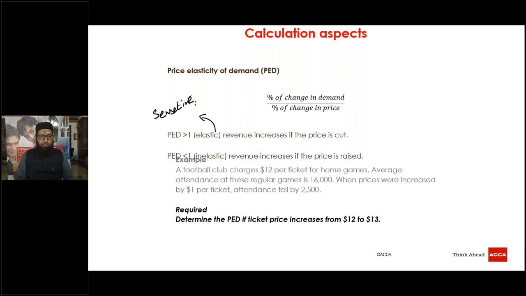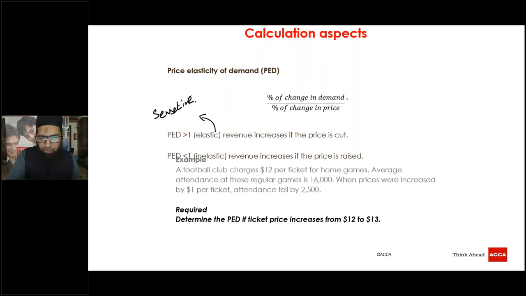Let's look at an example to calculate the PED. A football club charged $12 per ticket for home games. Average attendance at these regular games is 16,000. When prices increased by $1 per ticket, the attendance fell by 2,500. Generally remember that there is an inverse relationship between price and demand.